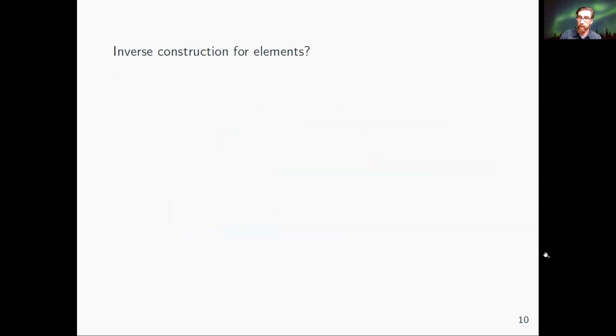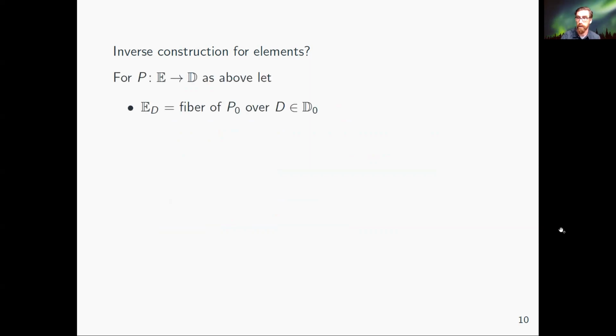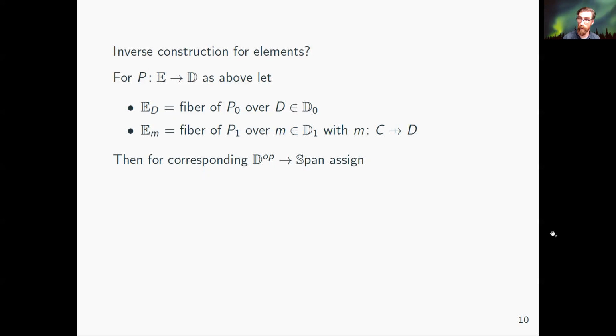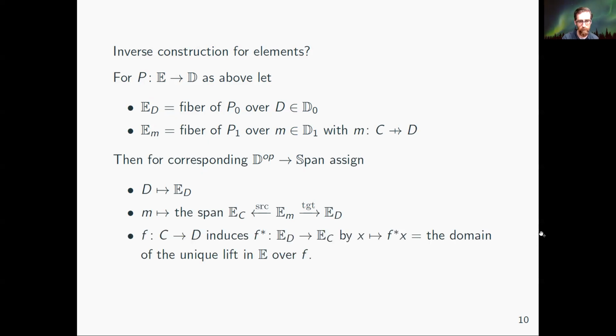Now, there's an inverse construction for the elements construction. We'll take E sub D to be the fiber of P0 over an object D in the double category. This is a set because the functor P0 is a discrete fibration. Likewise, E sub M is a fiber over a pro arrow, M. And so for the lax functor, we'll take an object to its fiber and a pro arrow to not just its fiber, but the span formed by restricting the source and target functors. An arrow will give you a transition function using the fact that P1 is a discrete fibration.